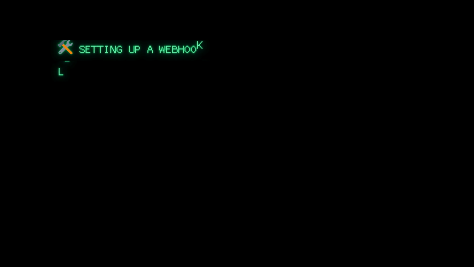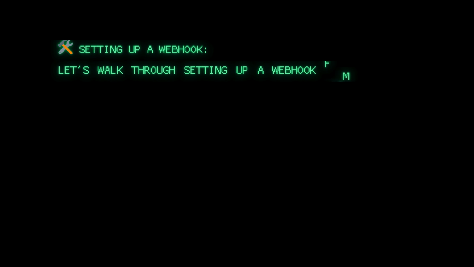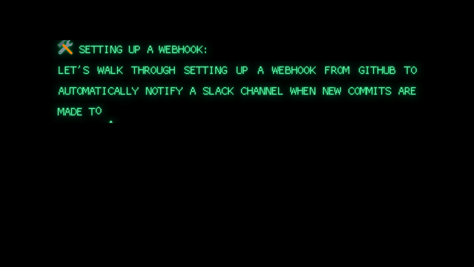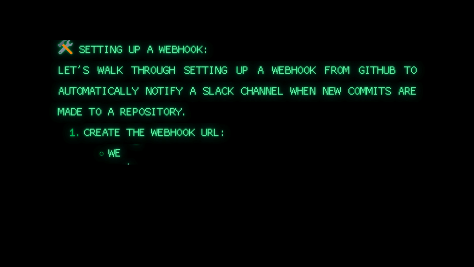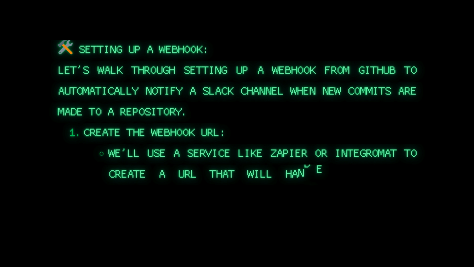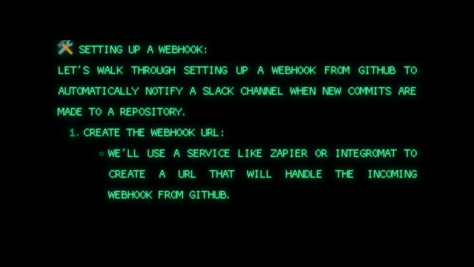Setting up a webhook. Let's walk through setting up a webhook from GitHub to automatically notify a Slack channel when new commits are made to a repository. 1. Create the webhook URL. We'll use a service like Zapier or Integromat to create a URL that will handle the incoming webhook from GitHub.